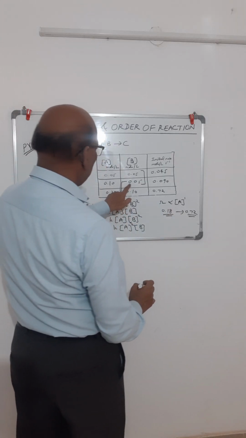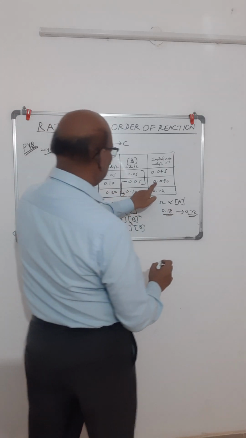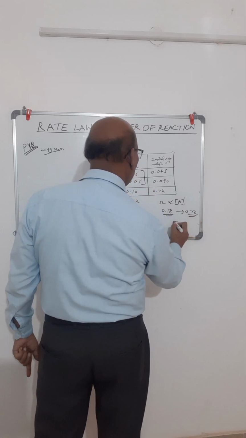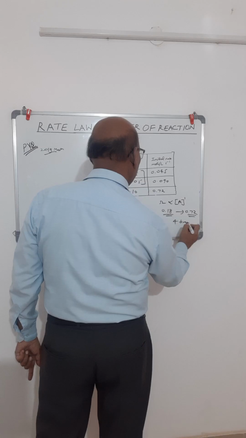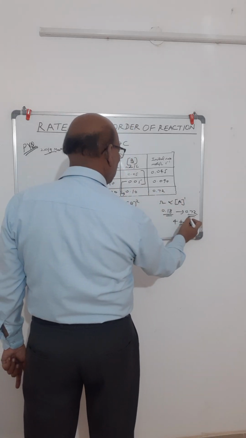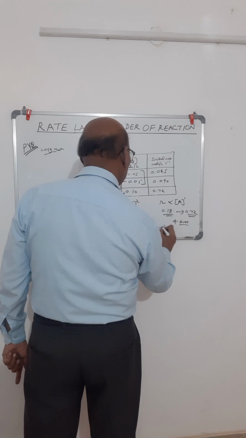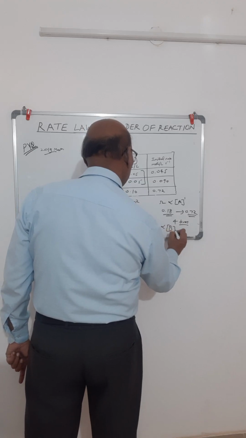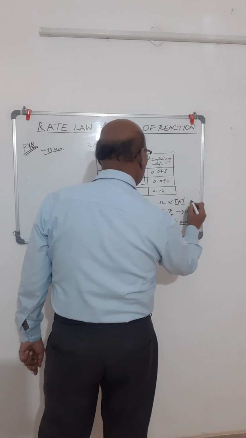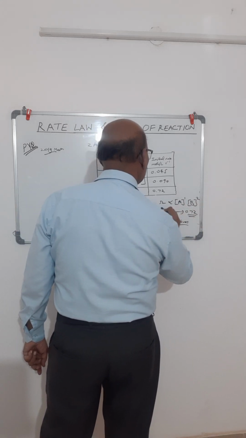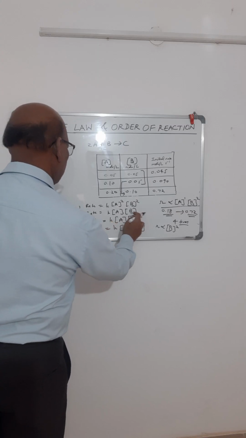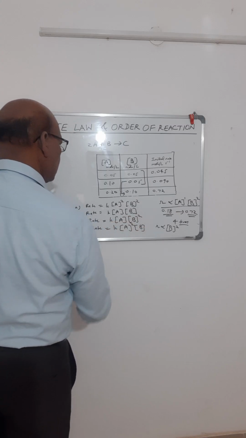ओके, अब B की डबल की हमने तो रेट कितना हो गया, 0.18 से 0.72, that is due to B, means 4 times हो गया. यानी when concentration of B is doubled, rate has become 4 times. So we can say that rate is proportional to concentration of B to the power 2. ओके, so the rate law will become this. This is the rate law. So which option is correct? We can say that C option is correct.